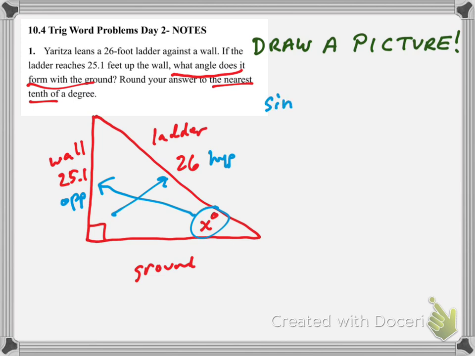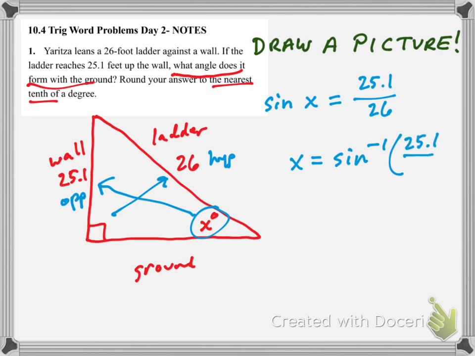So I do sine. Now again, I always put the angle after. Well, the angle in this case is x. Opposite, 25.1, hypotenuse, 26. Now remember, anytime we solve for the angle, we use the inverse. Okay? So we're doing inverse sine of 25.1 divided by 26. So trig, sine negative 1, 25.1 divided by 26.